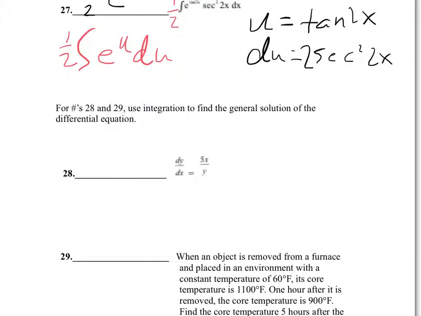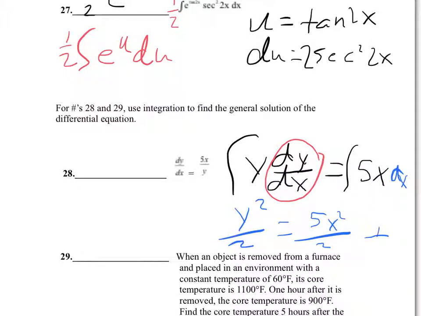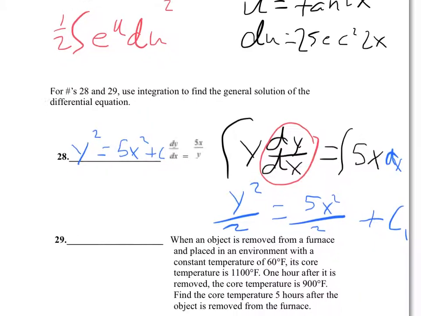Okay, number 28. We need to find the general solution. So I need to get y over on the same side as dy over dx. So I'll multiply it over, so I have y times dy over dx equals 5x. Now I'll integrate both sides to get rid of the dy over dx. And because this is its own derivative, I'm now integrating for y, so I should have y squared over 2 equals, and this I will integrate for x, so now I should have 5x squared over 2 plus c. I can think of that as a c1, and then multiplying everything by 2 to get rid of the fraction, I can just say y squared is equal to 5x squared plus c, basically saying that c1 times 2.